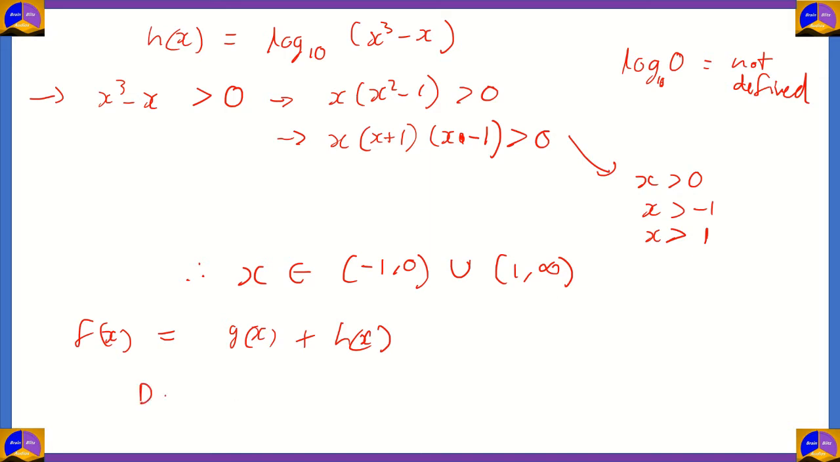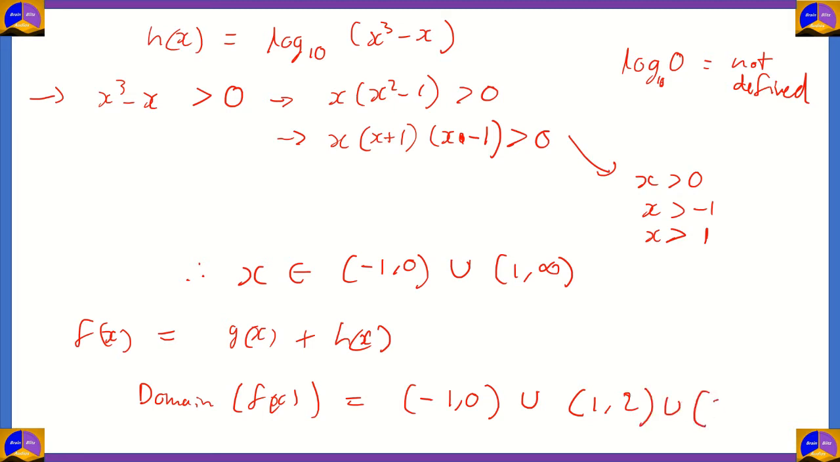So therefore the domain of f of x can be written down as, when you take the intersection of both these domains, you will get open interval minus 1 to 0, union open interval 1 to 2, since 2 is not possible in g of x, and then union with open interval 2 to infinity. So therefore, this expression gives you the correct domain of the definition of f of x.